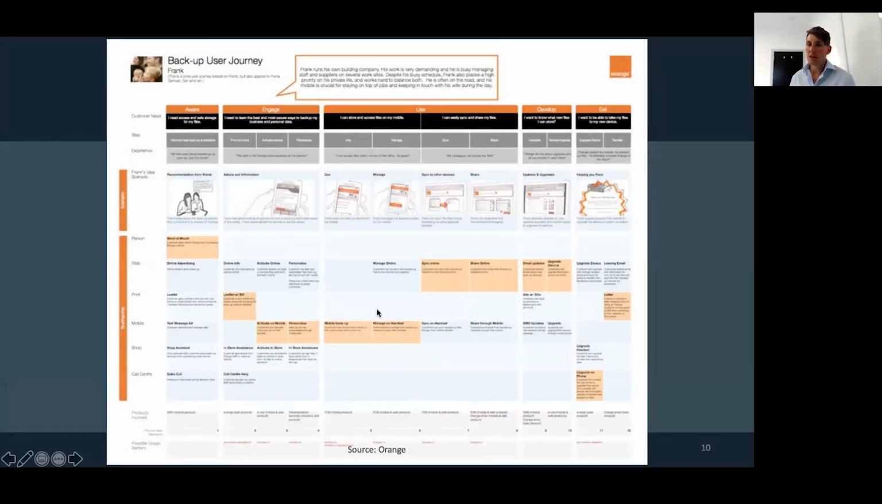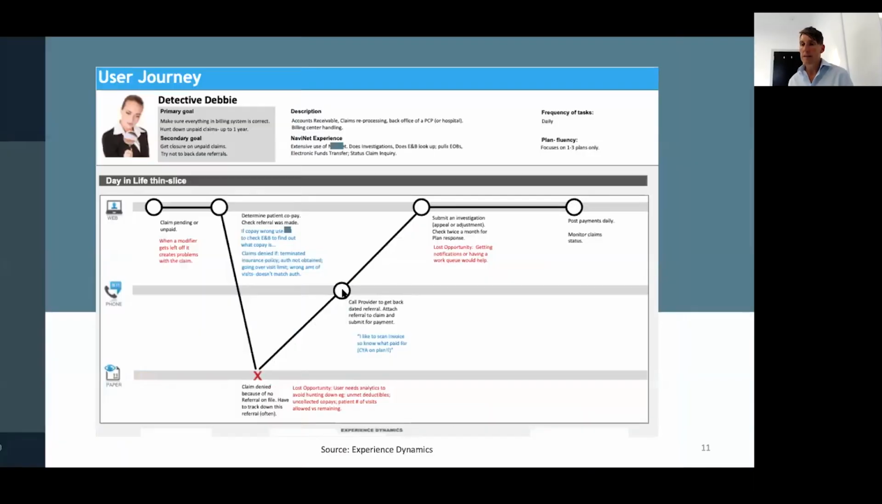Here's another one. This one is from Orange. And you'll see, again, the stages at the top. And this one is very much like a lot of templates that you see. Again, to show you different ways to represent, depending on what you're journey mapping and what the scope is going to be.